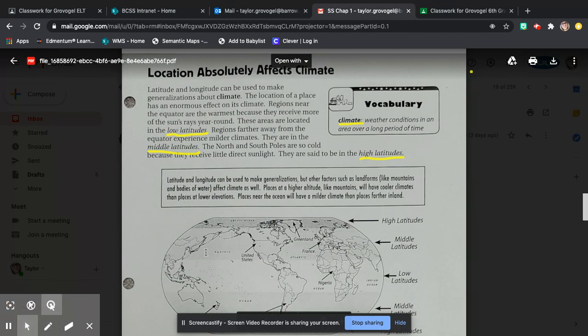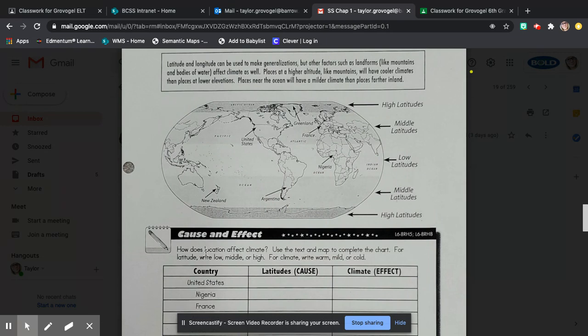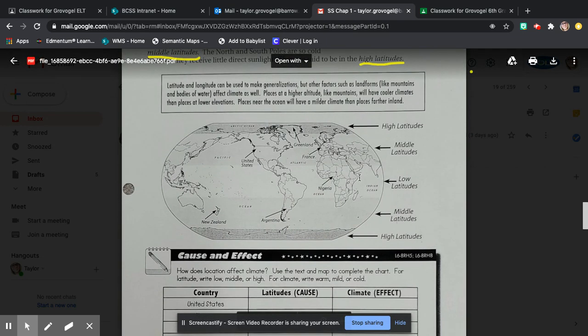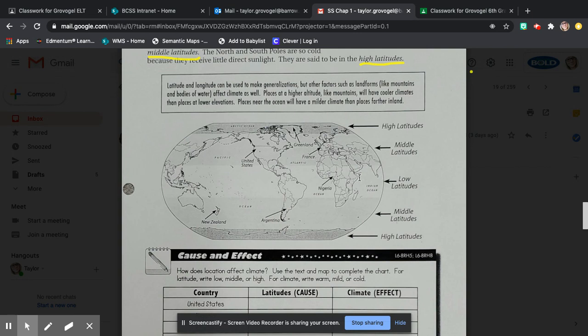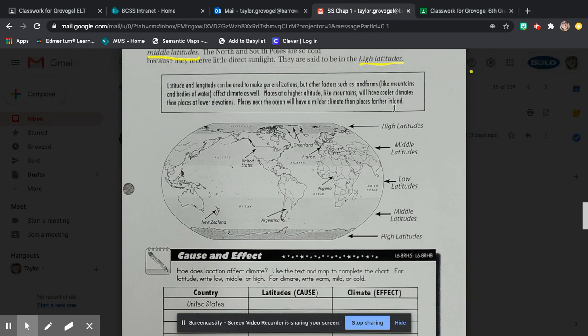So let's go ahead and scroll down. It says longitude and latitude can be used to make generalizations, but other factors such as landforms like mountains and bodies of water affect climate as well. Places at a higher altitude like mountains will have cooler climates than places at lower elevations. Places near the ocean will have a milder climate than places farther inland.